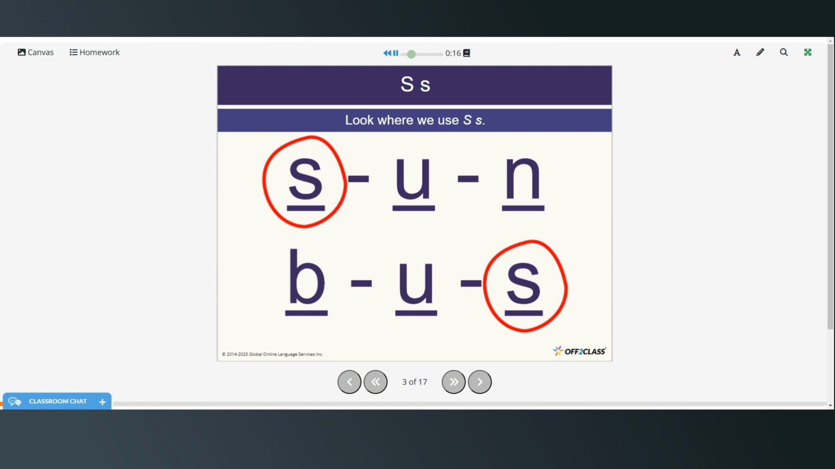S, n. Sun. B, s. Bus. Okay, so here they're showing you how to sound out the word. If you don't know a word, just try to remember the individual sounds and put them all together.